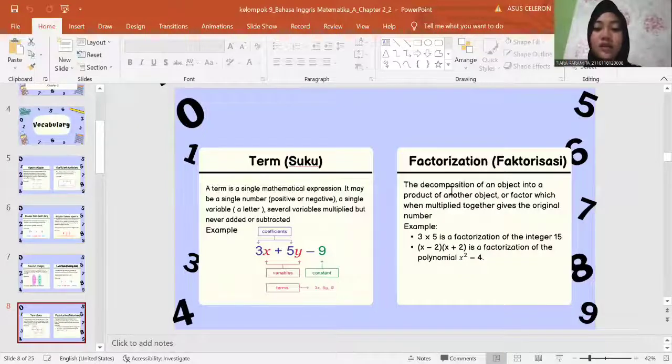Okay. The next vocabulary, factorization. The decomposition of an object into a product of other objects, or factors, which, when multiplied together, give the original number. Example, 3 times 5 is a factorization of the integer 15. Example 2. x minus 2 times x plus 2 is a factorization of the polynomial x squared minus 4.